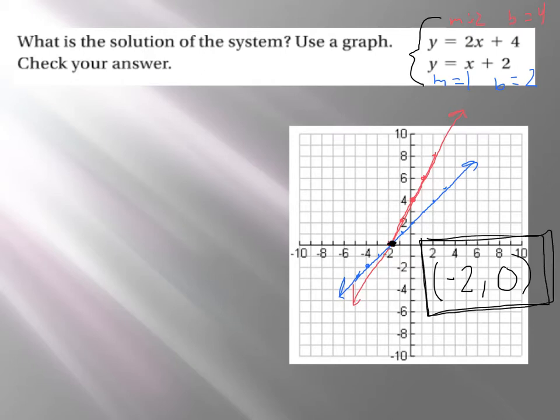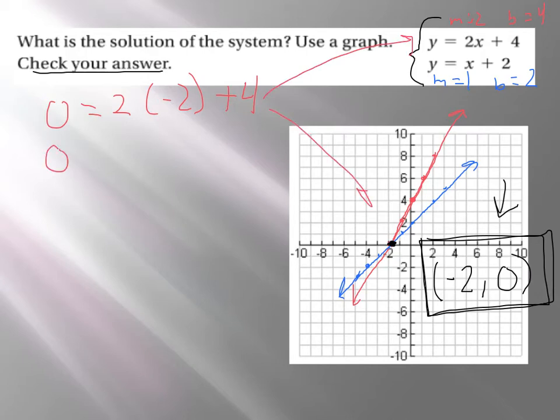Then if I want to check my answer, how do I check my answer? Well, I'm going to use this point that I found, and I want to make sure it's true for both equations. So if I look at my red line, does 0 equal 2 times negative 2 plus 4? Because this is my equation, and I'm plugging in my answer. So if I solve this, 0 is equal to, this becomes a negative 4 plus 4. This works out. That's checking my answer for the first equation. And I want to check my answer to the second equation. So again, I use my equation.